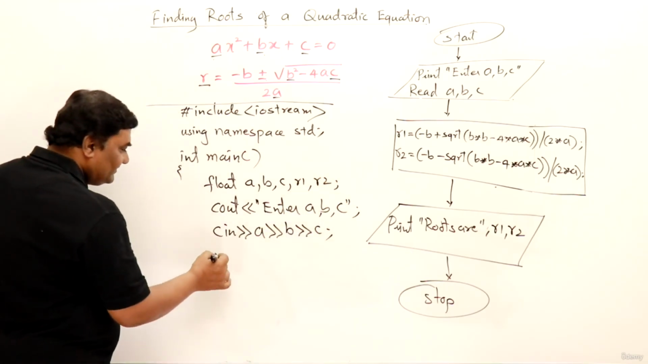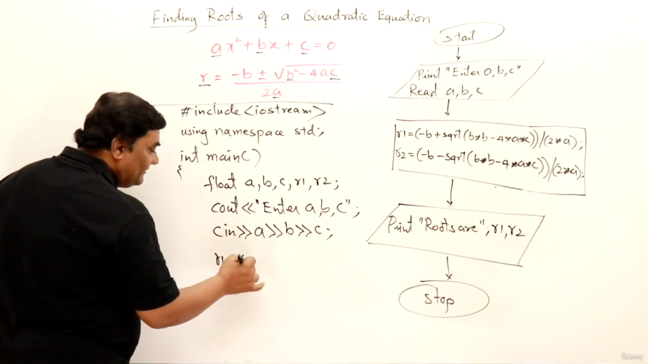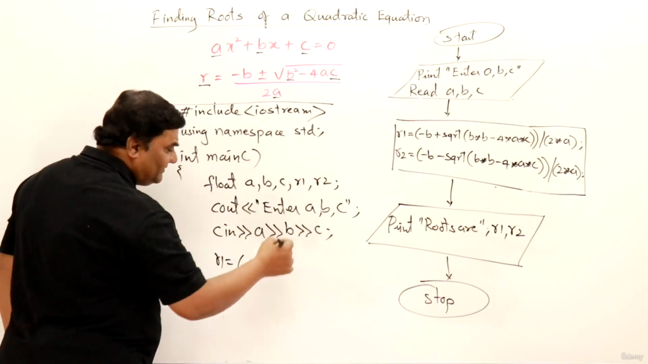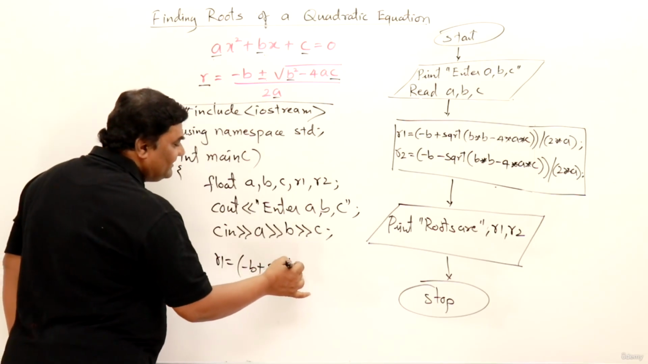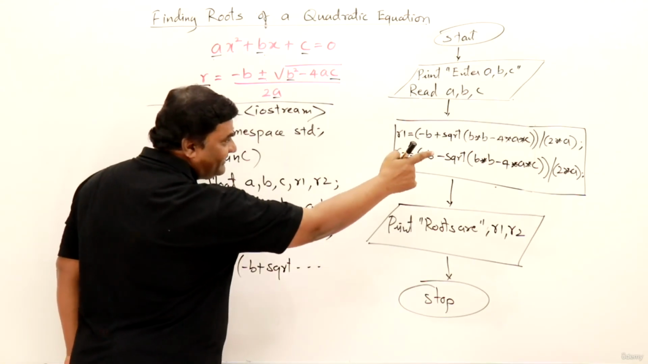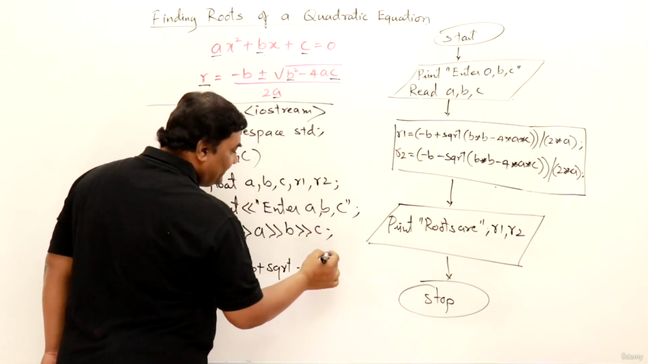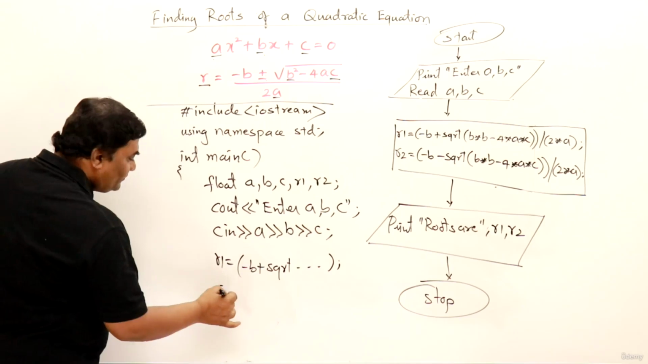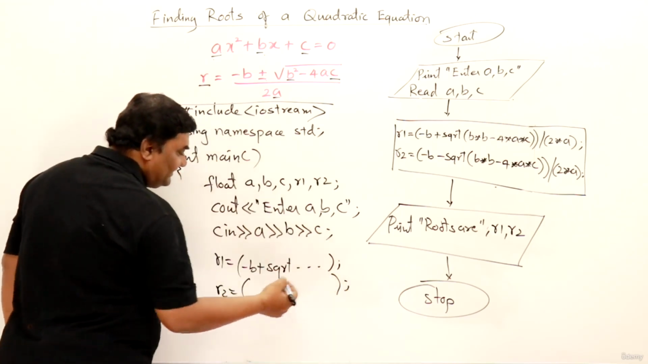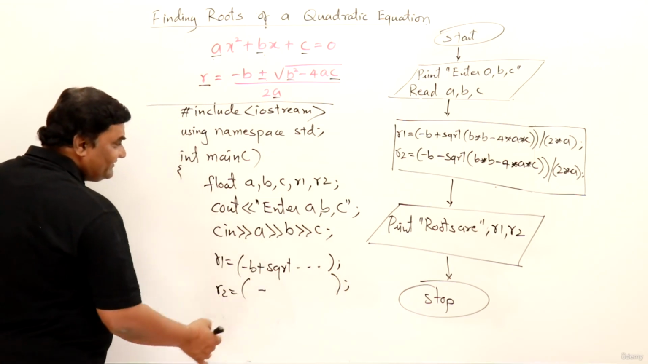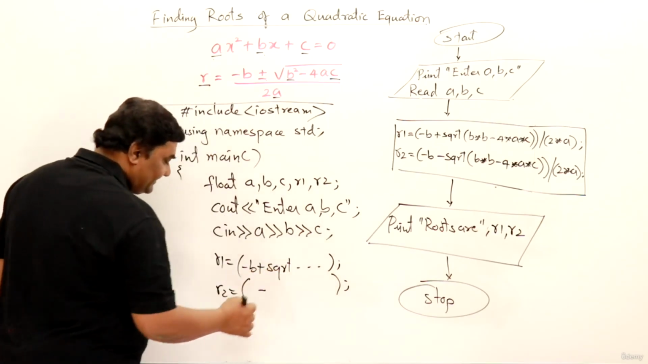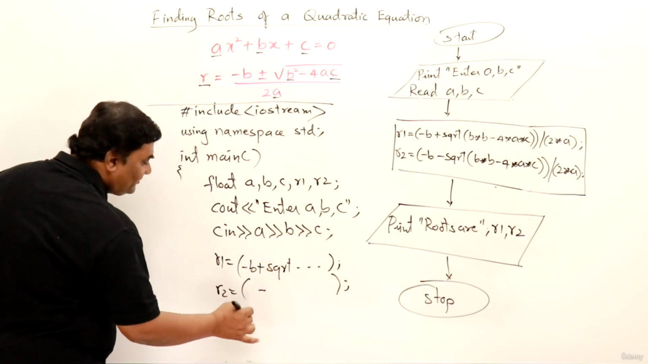Then the first one, R1, assign with minus b plus, same formula. I need not write down that same thing again as it is. I have written it perfectly as required in a C++ program. Write it in this one. Then R2, that's the same formula, right? Just instead of plus, use minus. Then after that, print the result with cout.